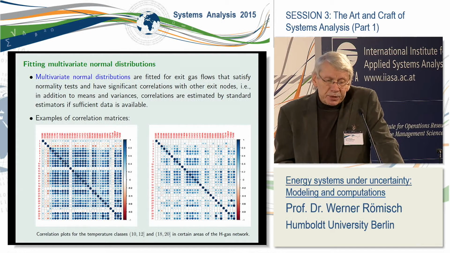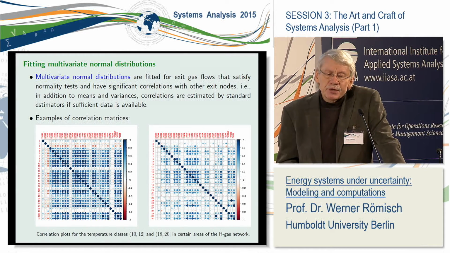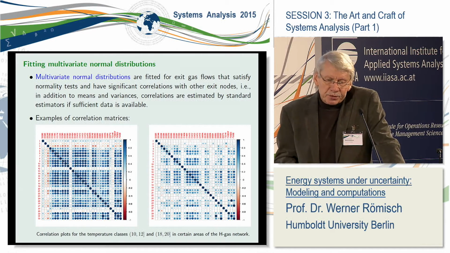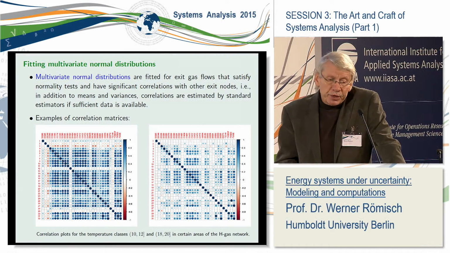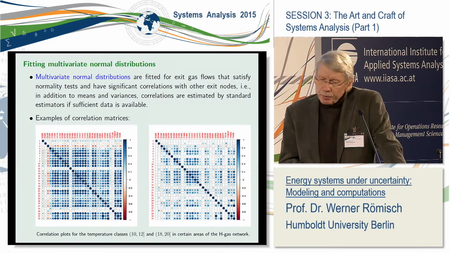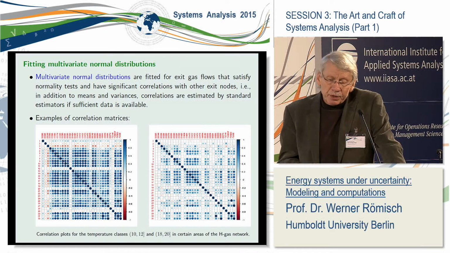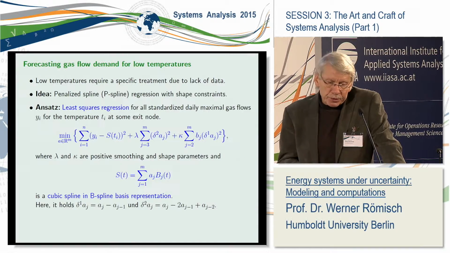It happened that multivariate normal distributions also became important, because we realized that in case the normality tests are satisfied, there were significant correlations to other exit nodes, preferably or very often to those exits which are close to a given exit. And here is a picture for a part of the exits which satisfy certain multivariate normal distributions in certain temperature intervals in certain areas of a specific network. This happened for all three networks, L gas and H gas, and in all cases it was different, of course.